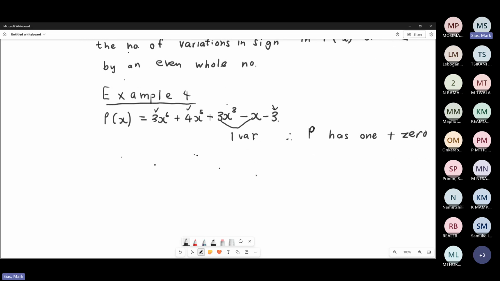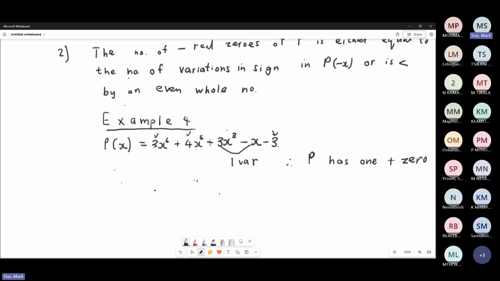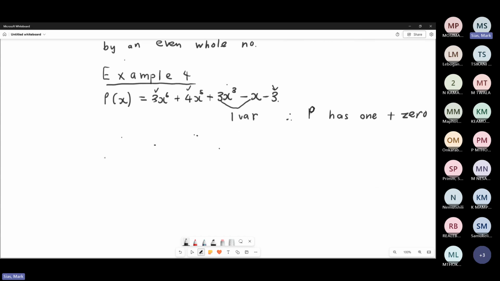Then the next point is the number of negative real zeros of P is either equal to the number of variations in sign in P of minus x, or is less than that by an even whole number. So let's get P of minus x, guys. Wherever we see x, we substitute it with minus x, okay? So let's get P of minus x quickly.